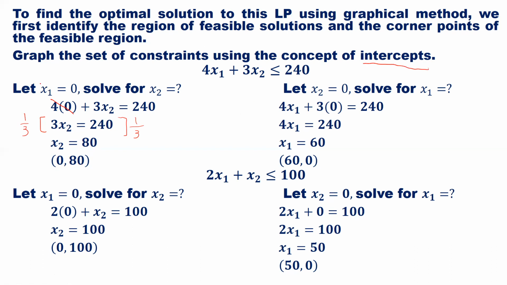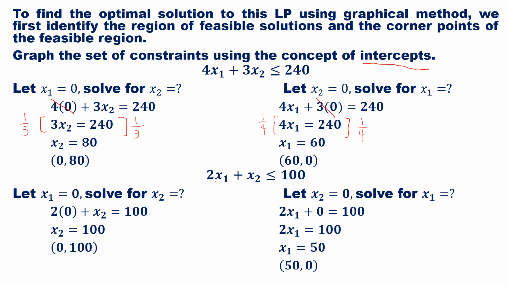And then after letting x sub 1 be equal to 0, we now let x sub 2 be equal to 0, and then we solve for x sub 1. So by substituting, 4x sub 1 plus 3 times 0 equals 240. So 4x sub 1, this is already 0, which is equal to 240. And then we multiply both sides by 1/4. So we have x sub 1 equals 60. So when x sub 1 is 60, your x sub 2 now is 0. So that's why we have now these intercepts.